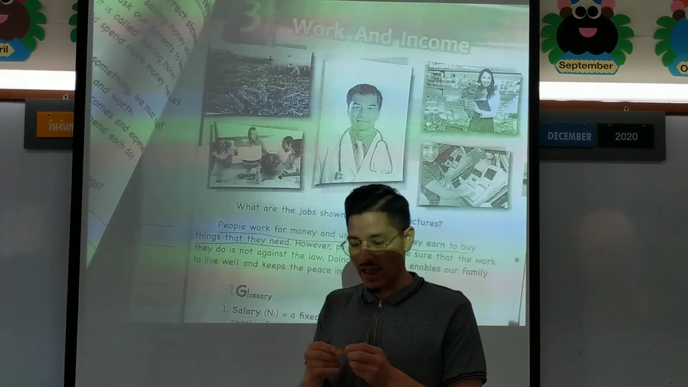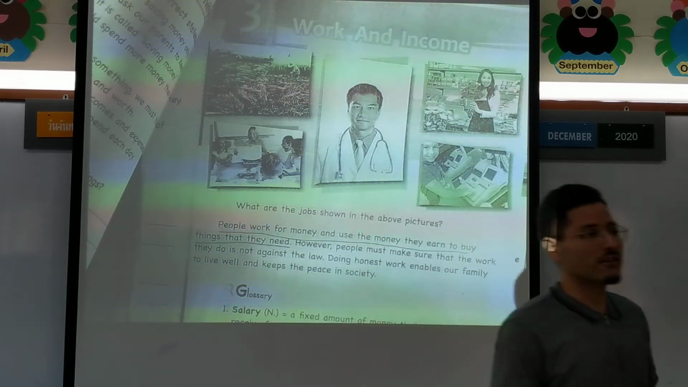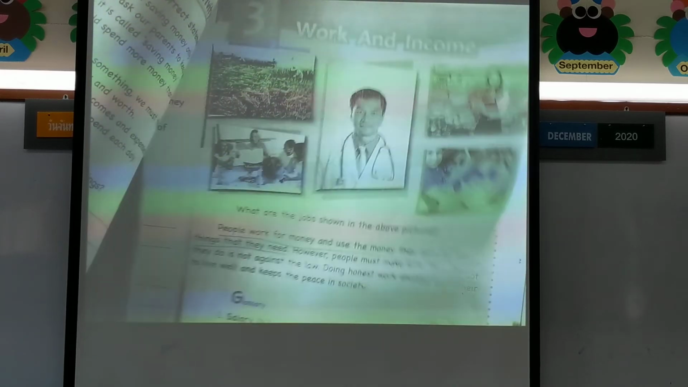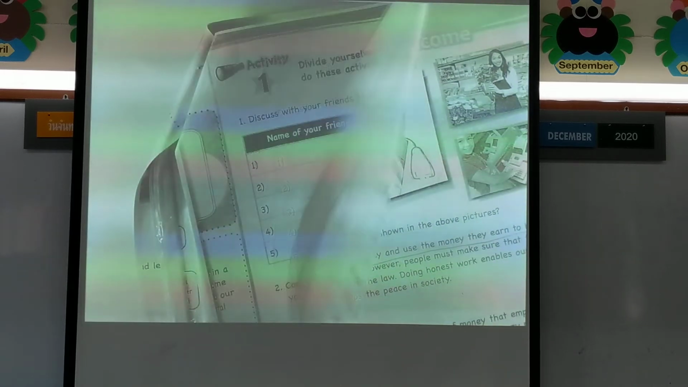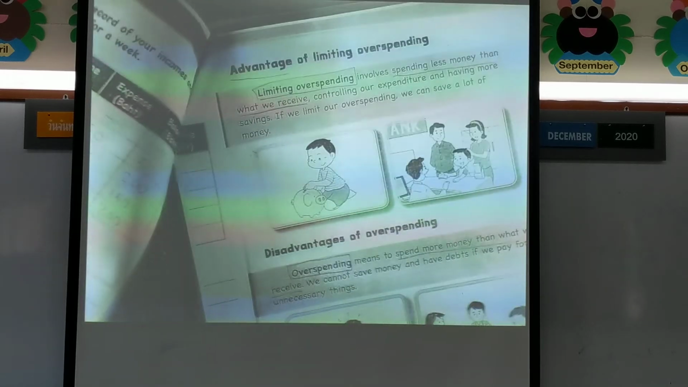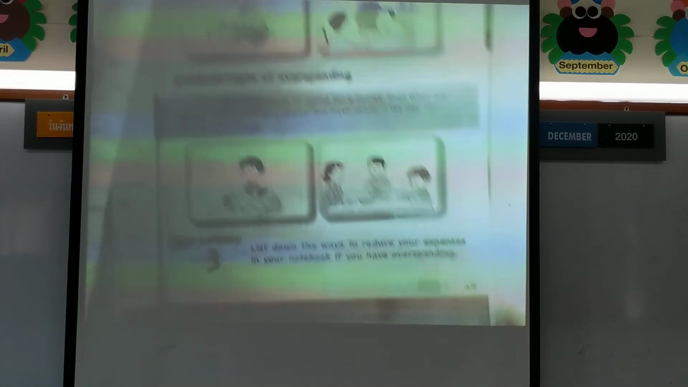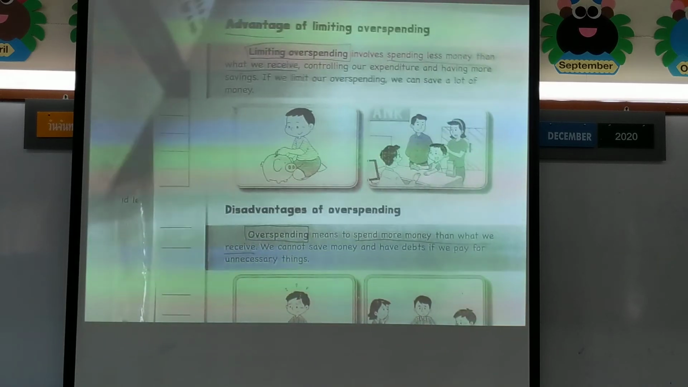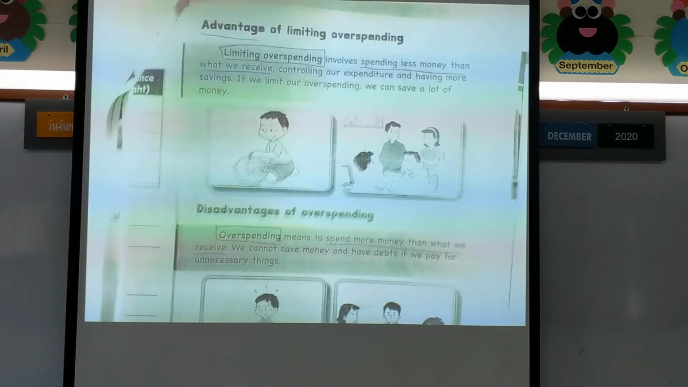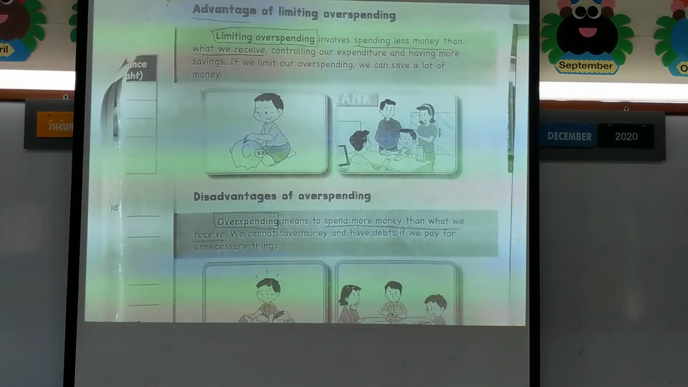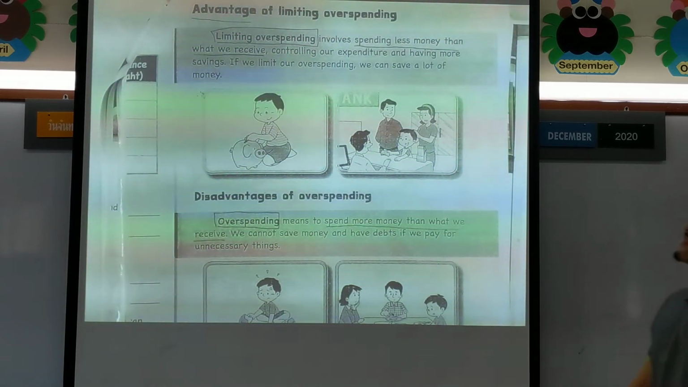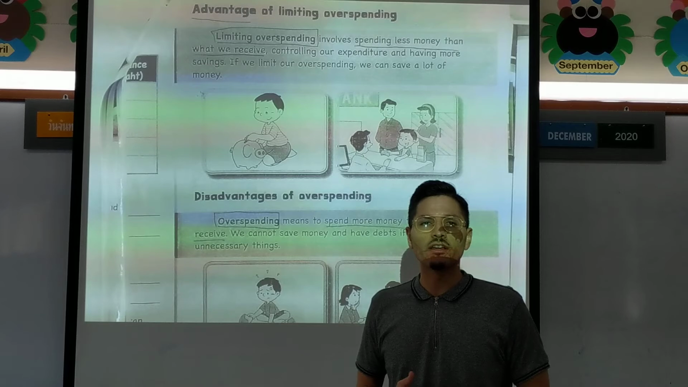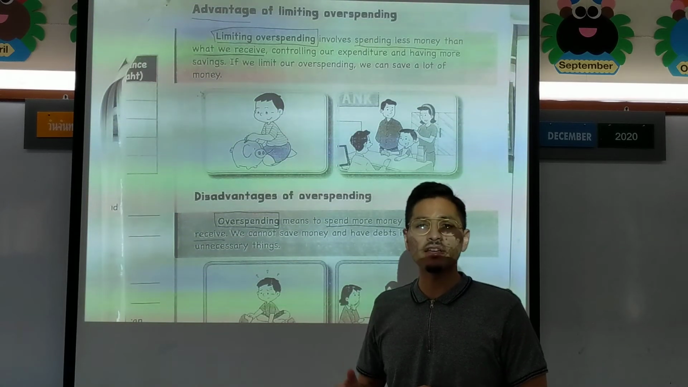Okay, so go to page 49. Page 49, right here, page 49. Okay, so when we have money, we don't want to spend all of our money. We want to limit how much money we spend.